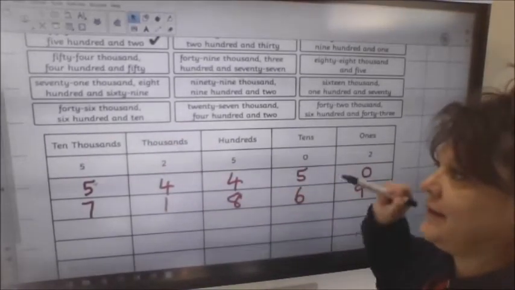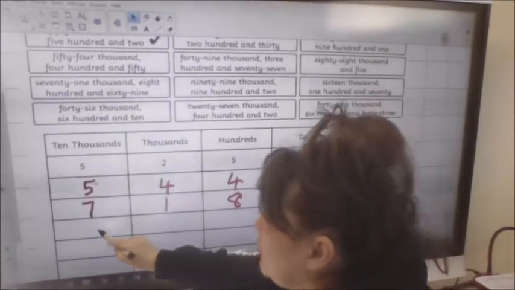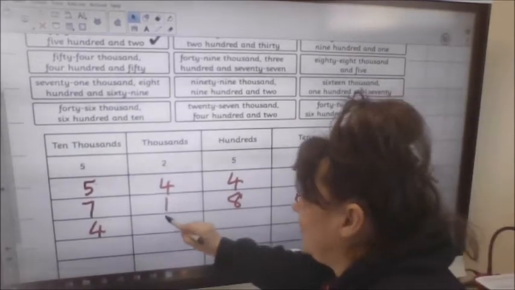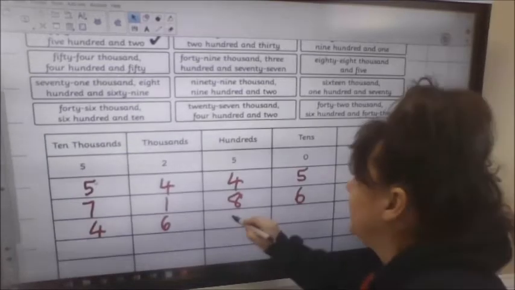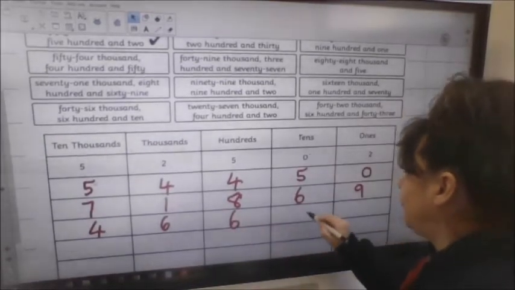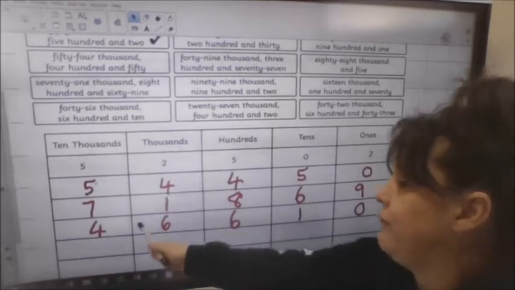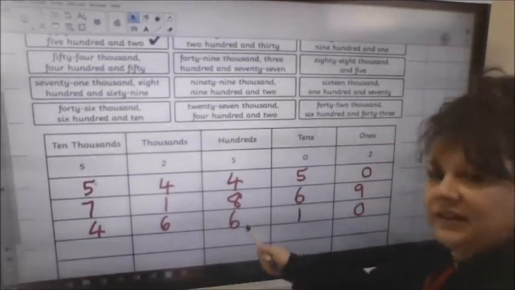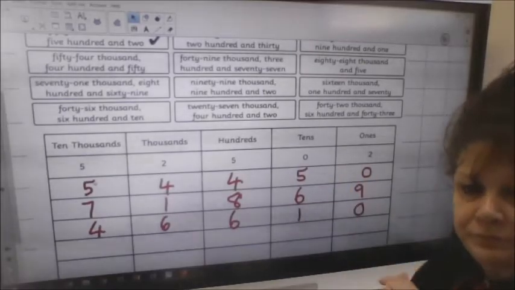Let's do another one. We've got 46,610. The first thing I'm looking for, I've got 40,000. So that's 4 lots of 10,000. I've got another 6,000. So 46,000. 600. I've got 10, and I've got 0 ones. So 46,610. I'll do one more.